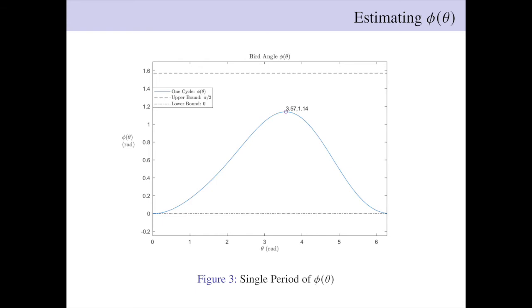Figure 3 illustrates a single period for this expression of phi. Note that phi is bound by 0 and pi over 2, that phi is equal to 0 at theta equal to 0 and 2 pi, and that phi takes its maximum value at approximately 3.57, which is larger than pi.